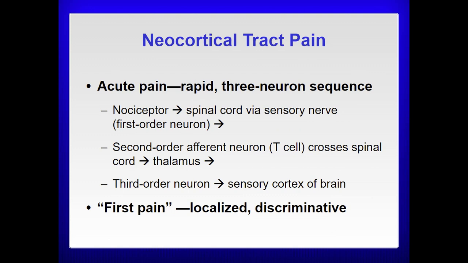And then that third order neuron is that neocortical system. So it goes 1, 2, 3, those three-order neurons.